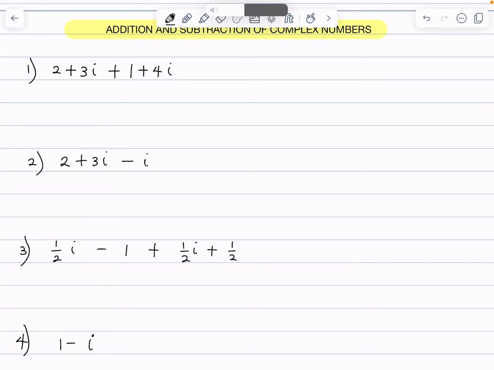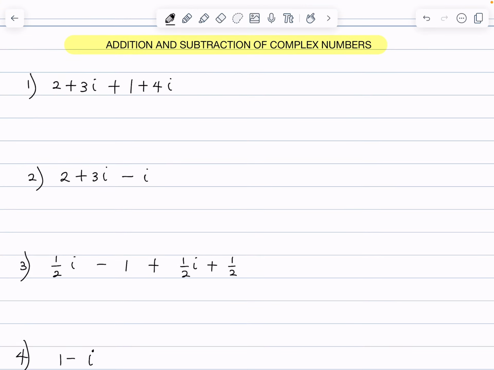Hello friends, let's do addition and subtraction of complex numbers.